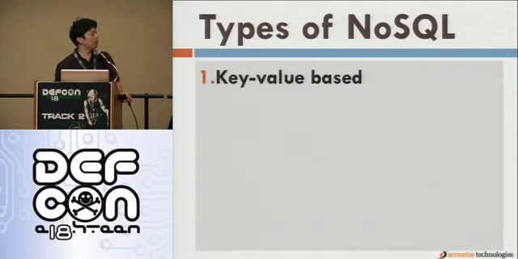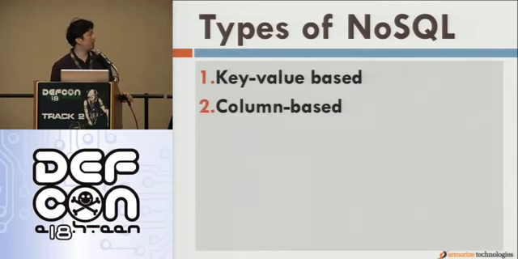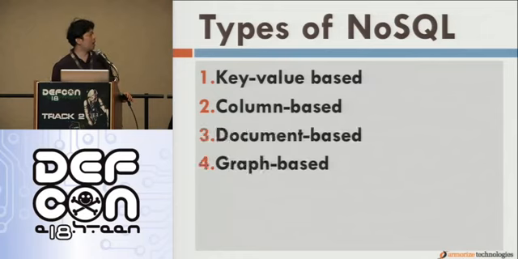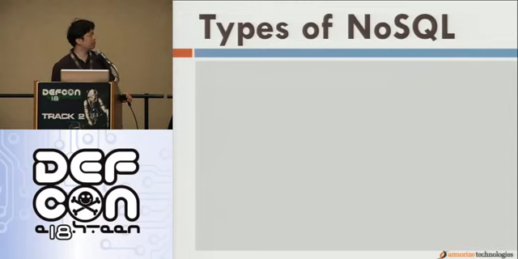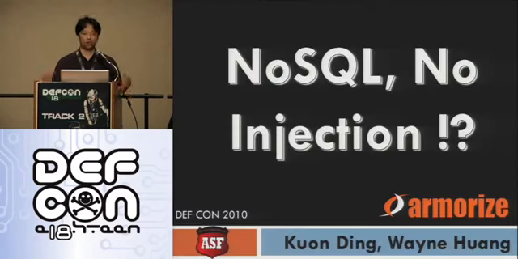So types of NoSQL, there are a lot of families to NoSQL. Key-value-based databases, column-based databases, document-based databases, graph-based databases, etc. When we were crawling so much of the web to identify malware, we had to ourselves implement a NoSQL solution and basically just retire our old relational database solution.